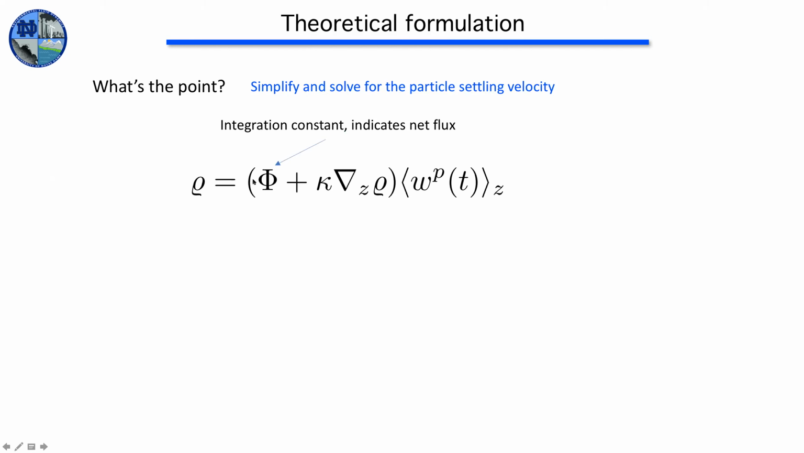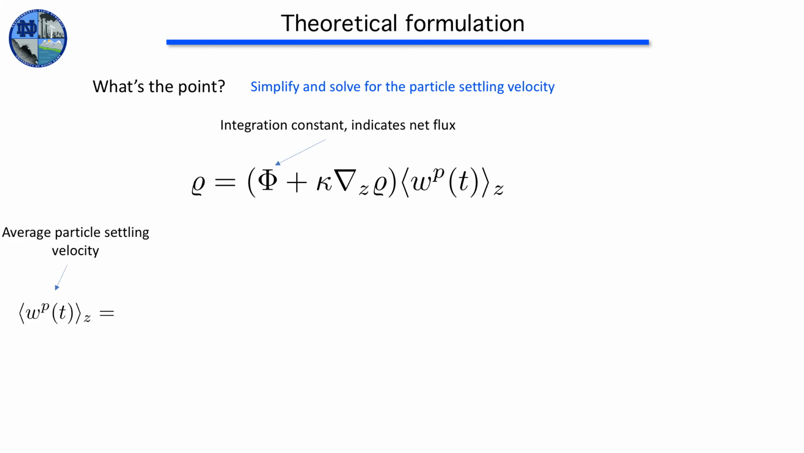This phi here is an integration constant which represents the net flux. Obviously, in the zero flux case, this is 0, and you're left with only something that has to do with the diffusivity, which, again, you have to have in order to have a non-trivial solution. For the case of non-zero net flux, this is the net flux and this is 0, in which case the concentration is algebraically related to the flux and the average particle settling velocity.